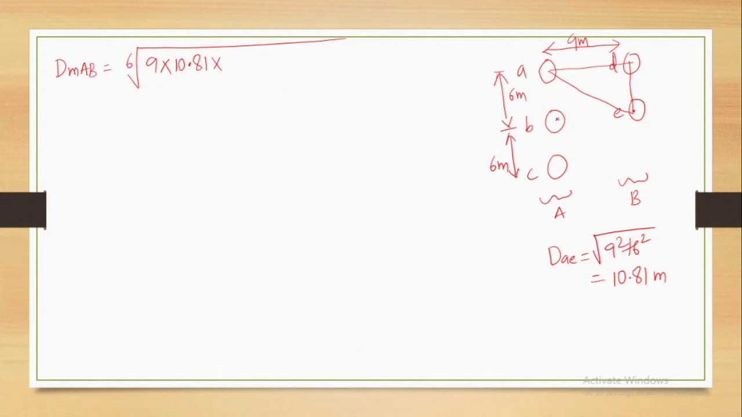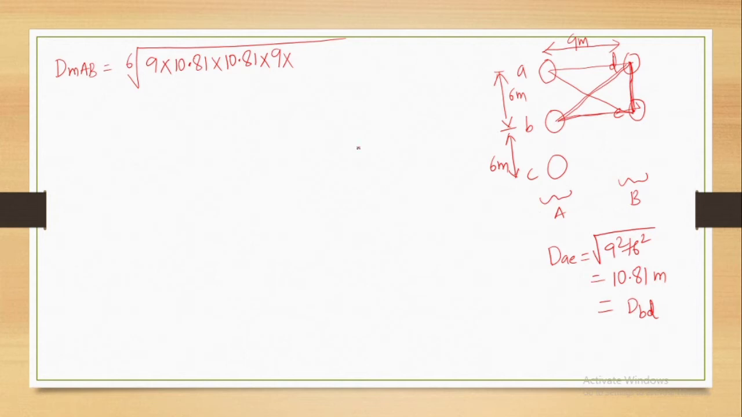What is B to D? B to D is obtained by considering this as the right angle triangle, right? Now what is this distance? 9. And what is this distance? It is also 6. Again this distance is same. What is this distance? 10.81. So DAE is same as DBD. Now you can substitute 10.81 here again into, what is the fourth distance? Fourth distance is the B to E distance. B to E distance is 9 meters. So here we need to consider the center to center distances. So 9 meters. 4 distances completed.